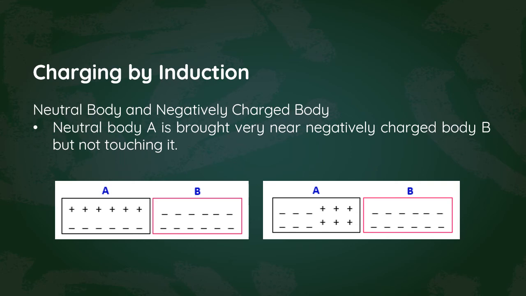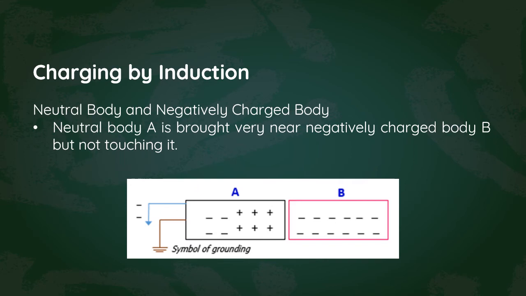Now what happens is that since body B is negatively charged, the electrons in body A will get repelled. Since like signs repel each other, the electrons in body A will go to the side further from object B. Then the neutral body is grounded, either by touching it or using a wire. So that is the symbol for grounding. As object A is grounded, it will provide a path for the electrons that have been repelled by object B to escape. Then the electrons from the neutral body will travel to the ground. So that's the purpose of grounding.